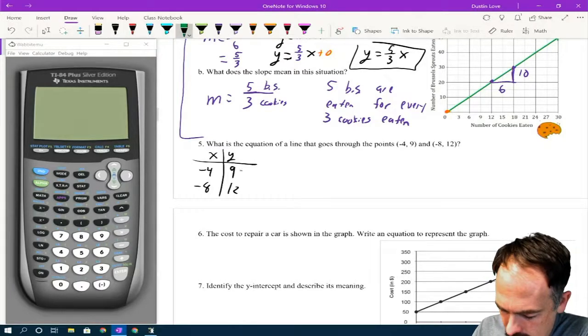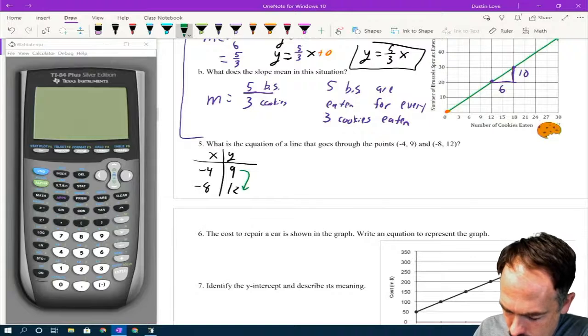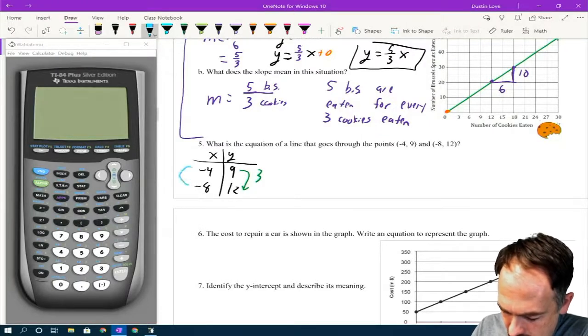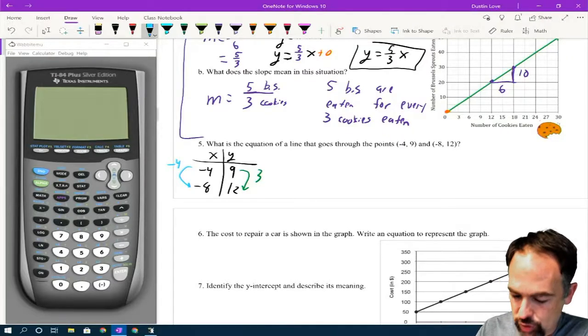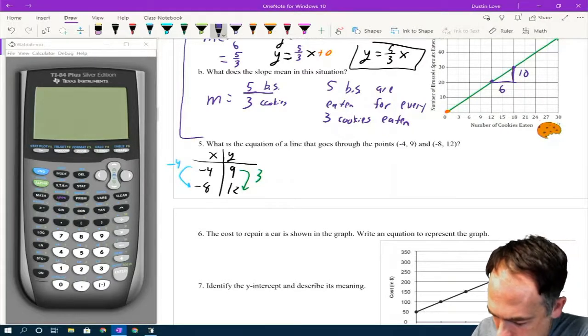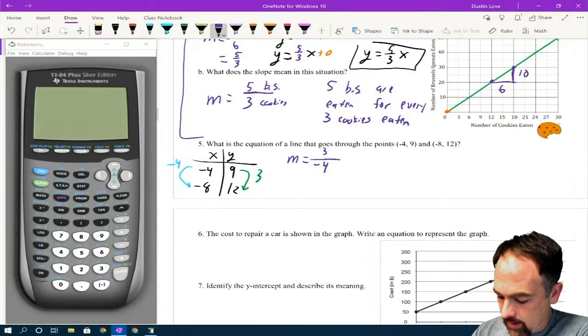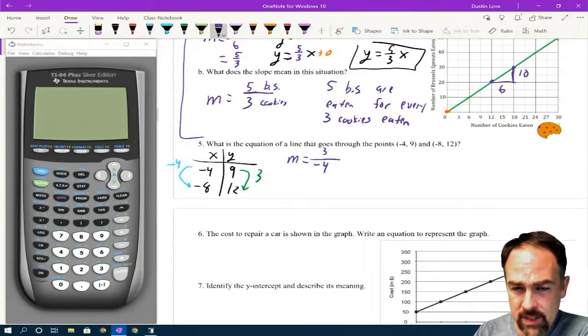Let's do our rise and our run. Our delta y, or the rise from 9 to 12, we have to add 3. To go from -4 to -8, we're going to subtract 4, which then means that my slope is, well, rise over run, 3 over -4. And I could put the negative sign on top or bottom. Remember, it doesn't matter where a negative sign is in the fraction.